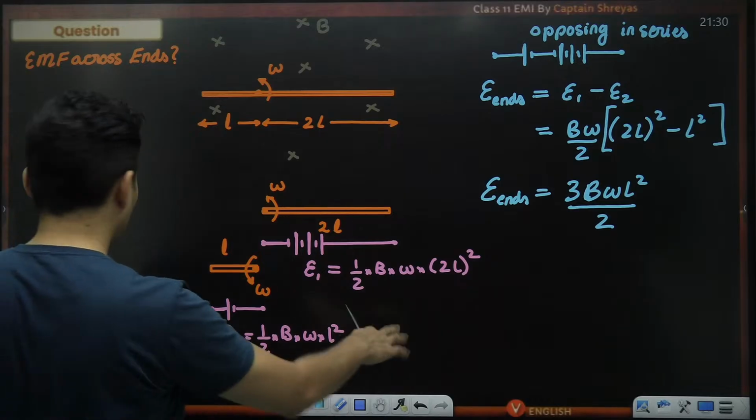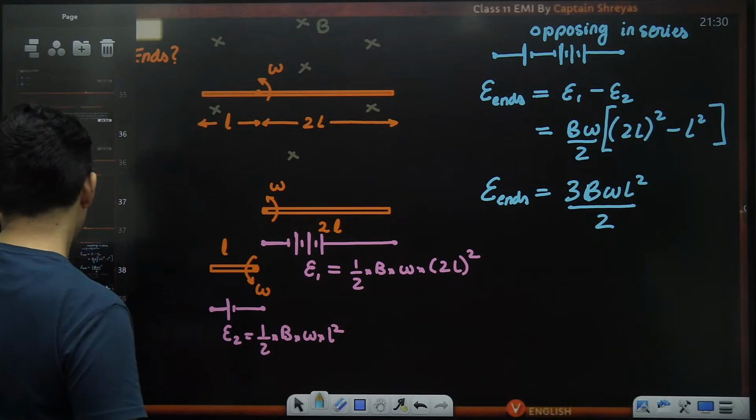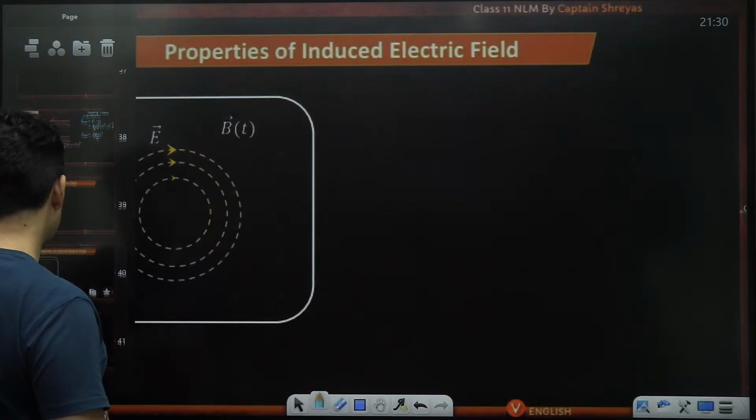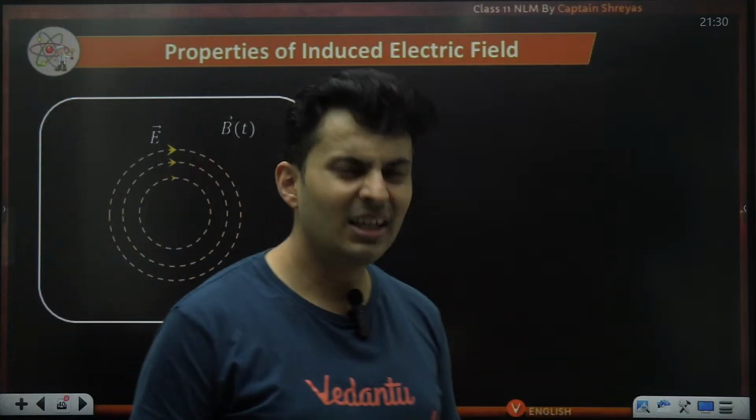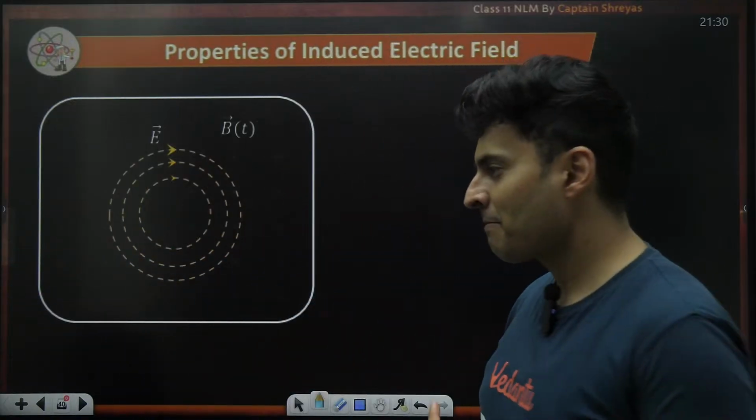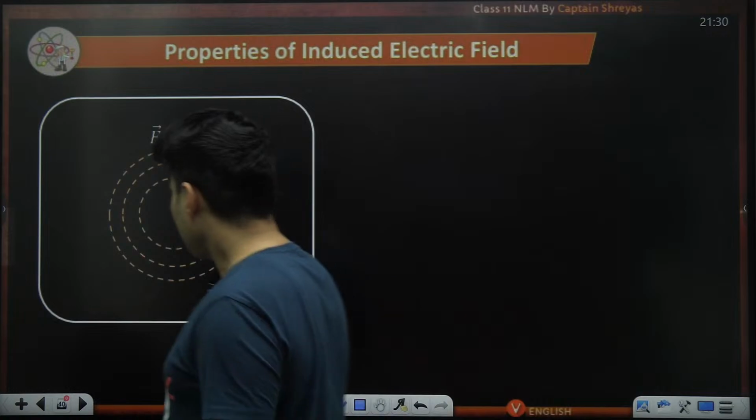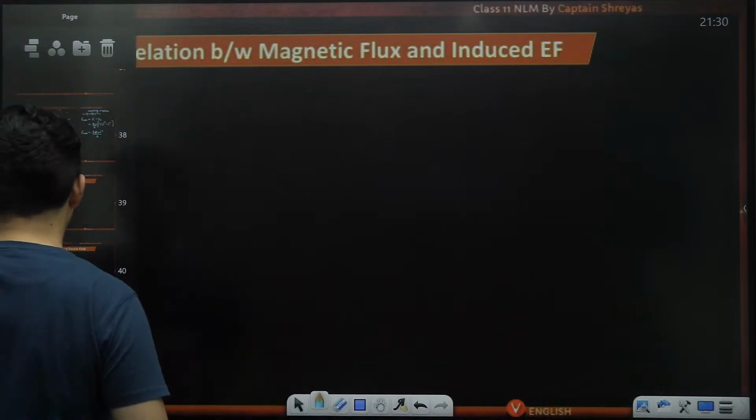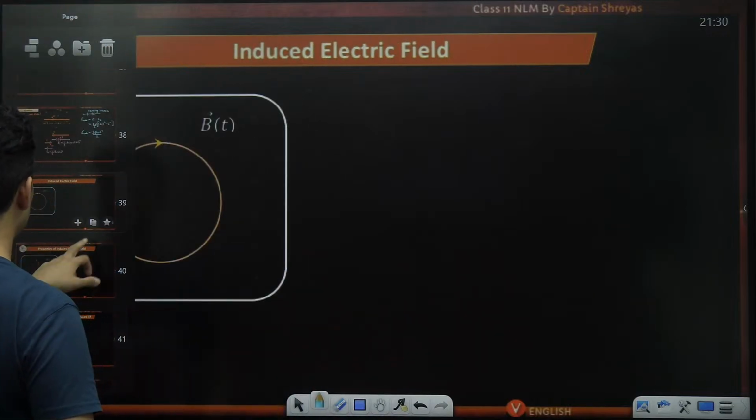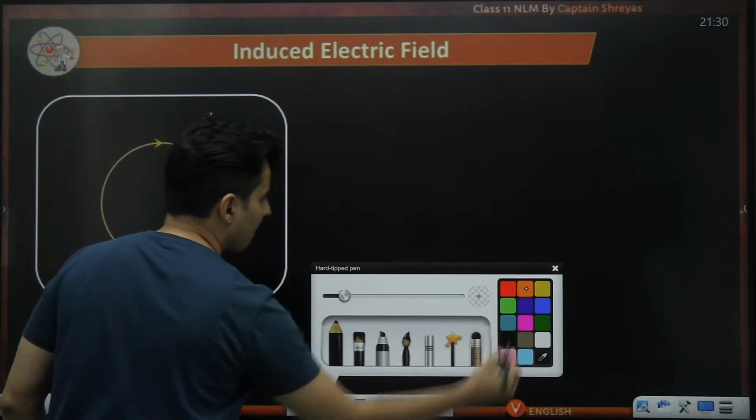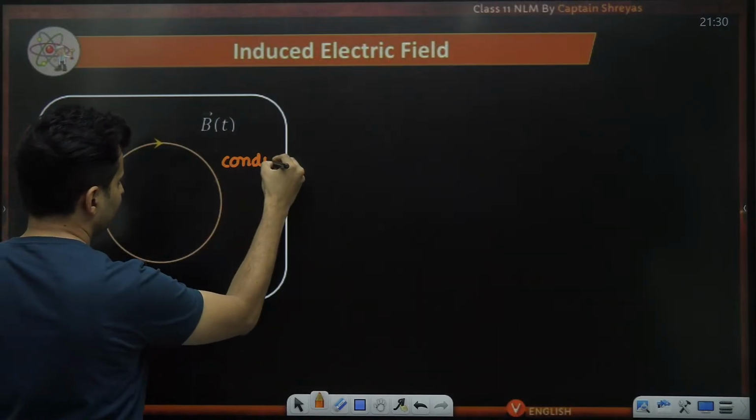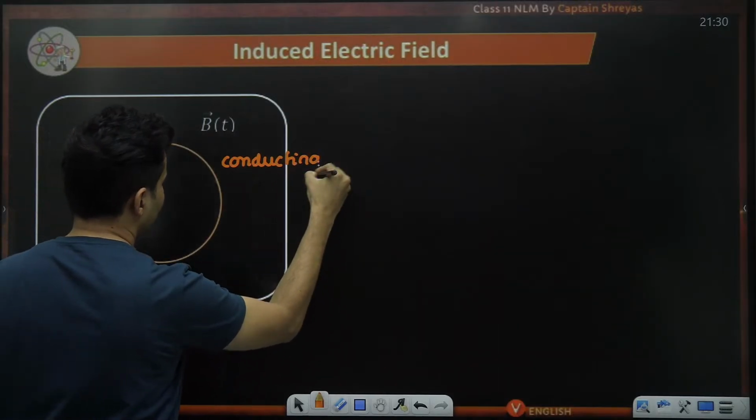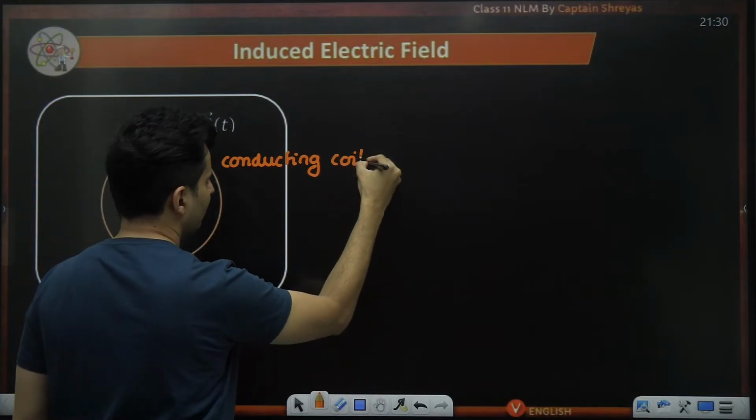Yeah. All right. Cool. So now let's go to an interesting concept of induced fields. What is this? Induced electric field. Okay. Now, let me ask you a simple question. Imagine there is an actual conducting coil.